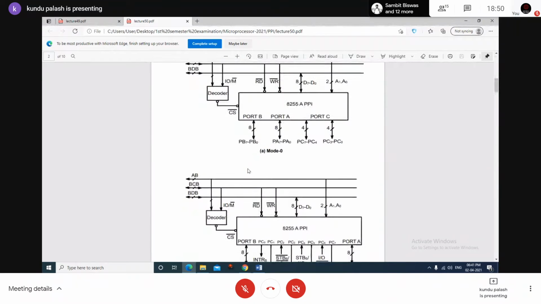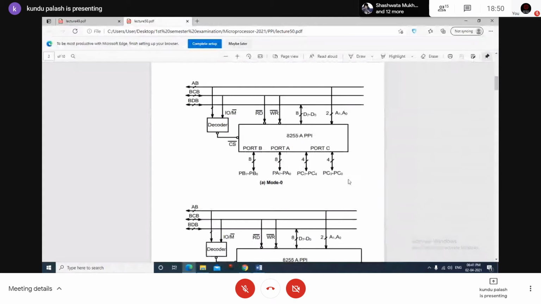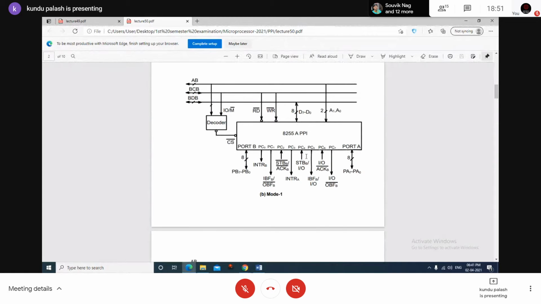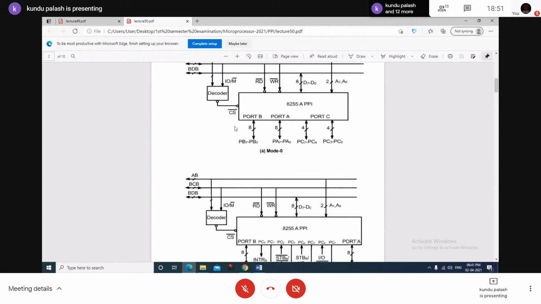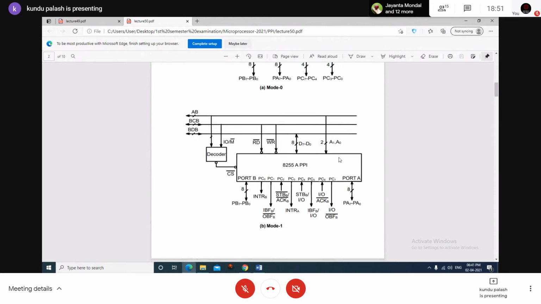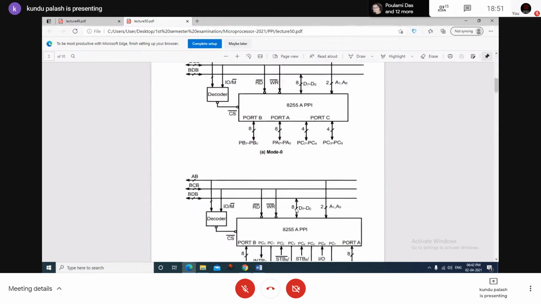This is the logic circuit for mode 0. This part is the bus line connected to the microprocessor. This is the IO decoder. Now mode 1: what is the difference between mode 1 and mode 0? In case of mode 0, all the 8 lines associated with the individual port A, port B, port C can be programmed as a basic input mode, a basic output mode, or a mixture, a combination of them. That is why it is called mode 0 operation: basic, simple. But in case of the second mode, it is called the strobe input-output mode. What is the meaning of strobing the signal?